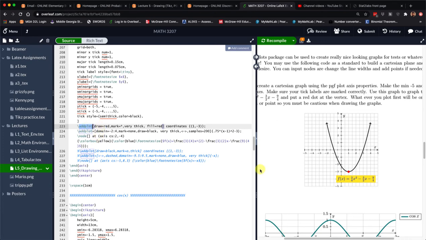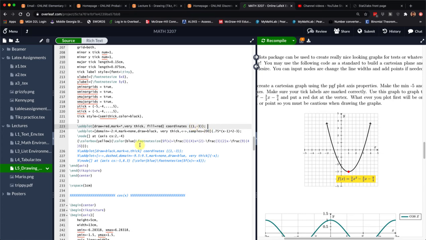The first thing I drew was this little red coordinate for the vertex down here, and I said draw equals red, the mark equals star, which makes it a circle. We made it very thick, and we filled it in red as well, so it made it all red. The coordinates are 1 and -3 for this guy. Alright, so I had that plotted, then I ended it with a semicolon.